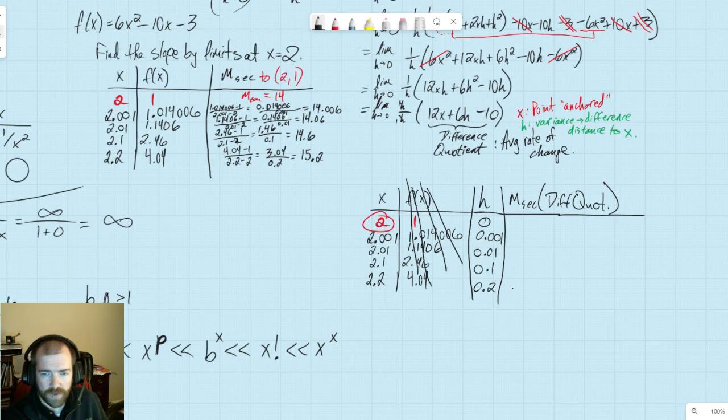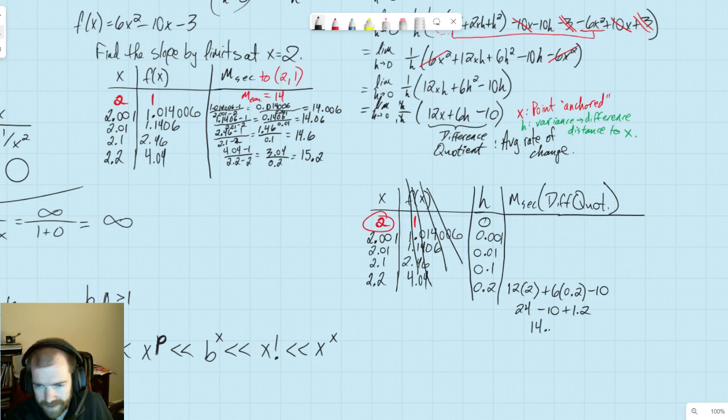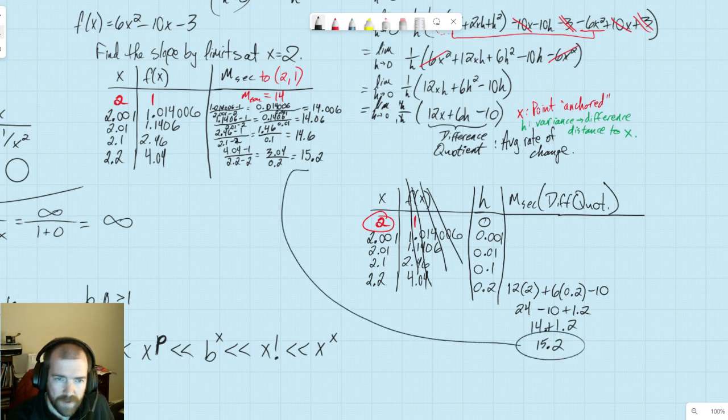Then with an h value of 0.2, we're going to get 12 times 2 plus 6 times 0.2 minus 10. It's going to get us 24 minus 10 plus 1.2. So here, this is going to be 14 plus 1.2. All right, so 15.2, which you'll notice is the same value that we got earlier when we plugged it into the whole equation.